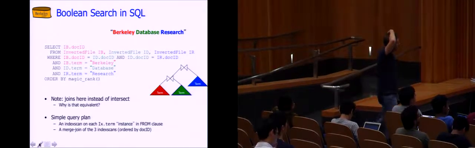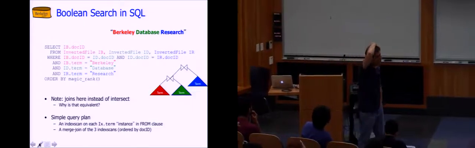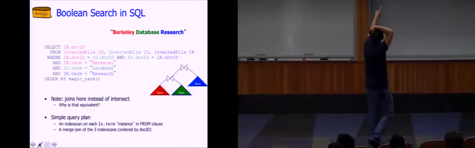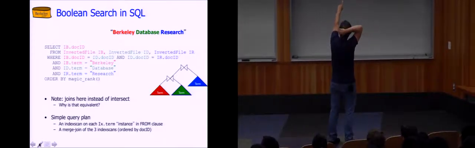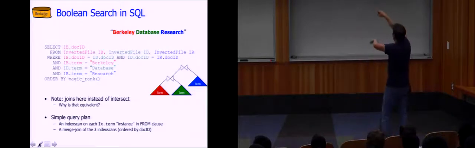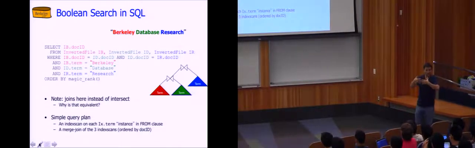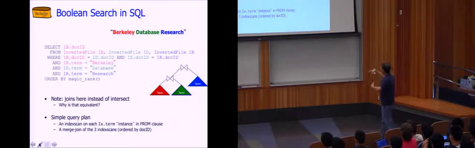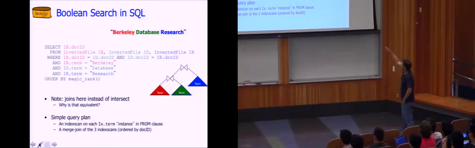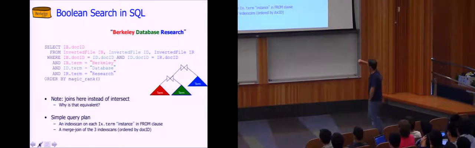If you're going to do Berkeley database research, what are you doing? You're doing a three-way merge join of postings lists from the term index, right? The red thing is the lookup on Berkeley in the term index. The green thing is the lookup on database in the term index. And the blue thing is the lookup on research in the term index. You're joining them together on doc ID. That's the intersection, right? And this is all going to be merge joins because they're coming out ordered out of these term indexes. And you're kind of done. Oh, by the way, ordered by magical ranking function, which we'll learn about in a little bit.